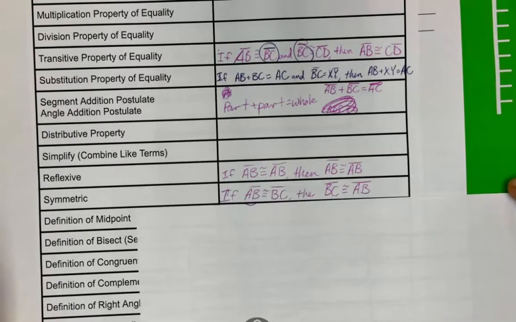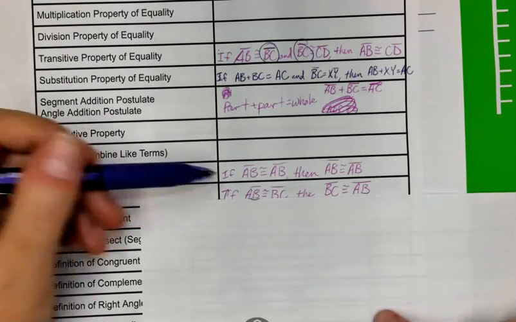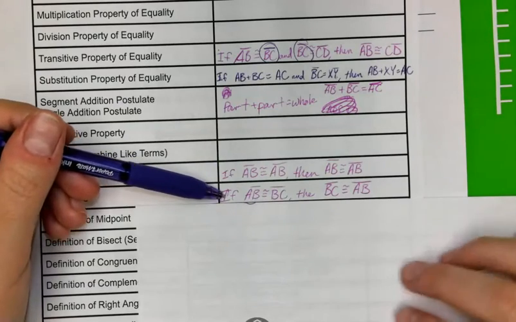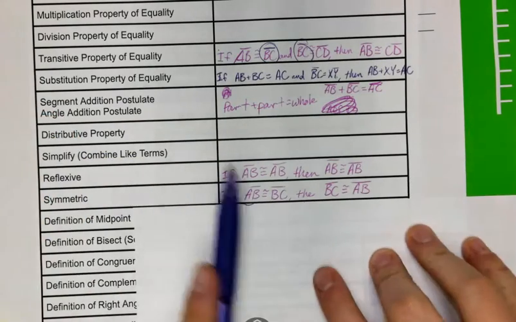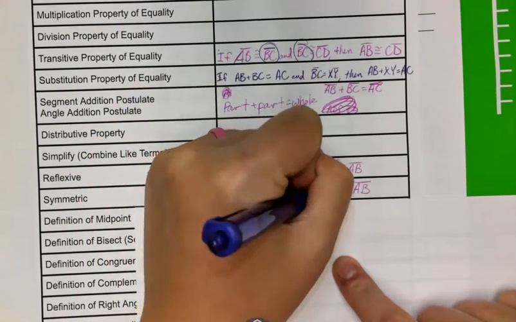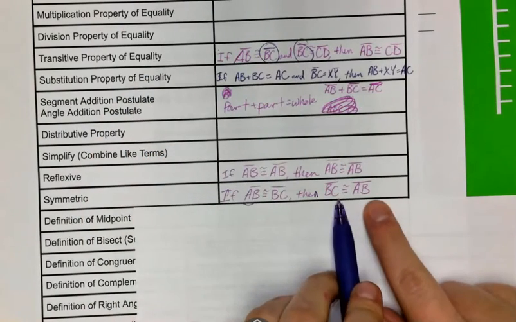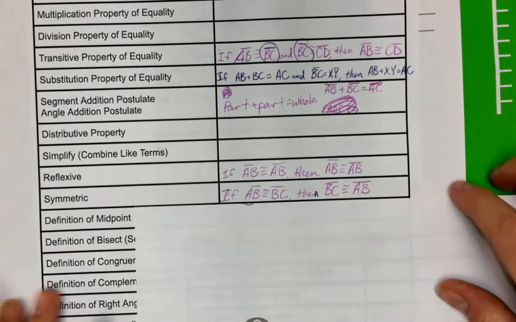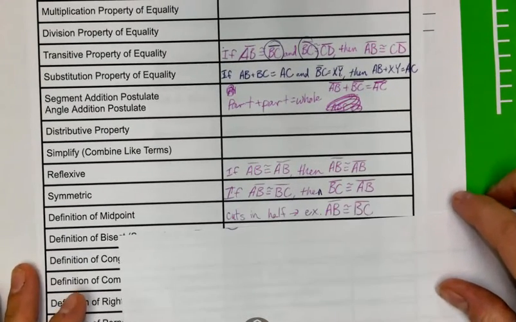Okay, moving on to symmetric. This one you will see. So we're going to write this reflexive down. You won't see it a ton. Reflexive you will see. So notice what happens. AB is congruent to BC needs to be, then all we do is we flip it. That's it. Nothing changes, it just flips. Okay, so make sure you have that down.